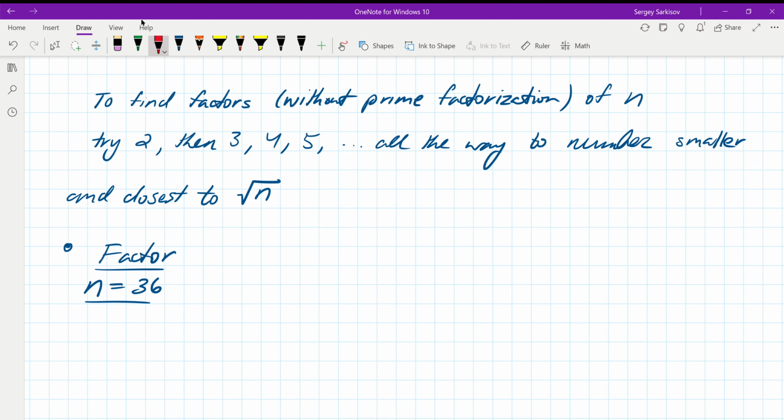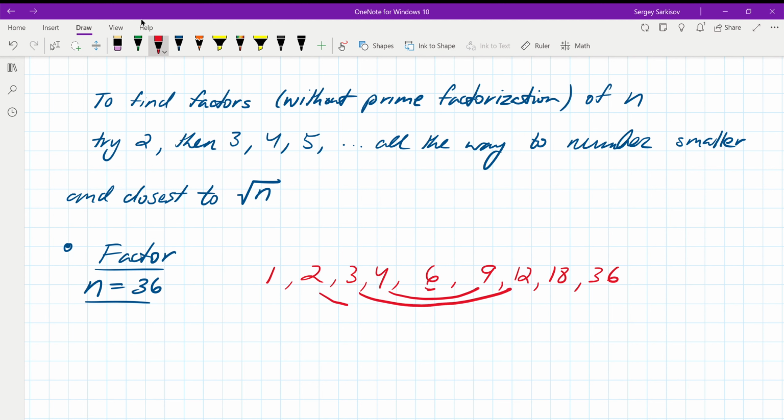So we can do 1, and of course times 36. That's easy. What about 2? Yeah, 2 times 18, we can divide 36 by 18. What about 3? 3 times 12. That's good. 4, yeah, 4 times 9. A lot of this is working. What about 5? No. What about 6? Yeah, 6 is just times 6.